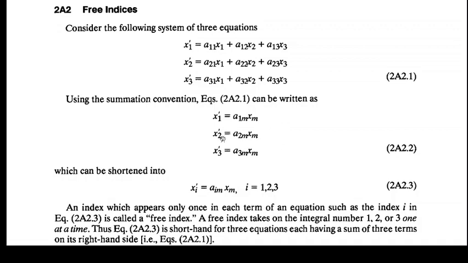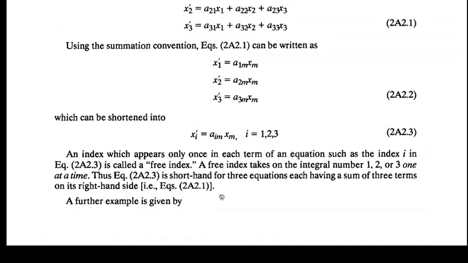Now further, to write these three equations in a more compact form, by using another index, you can write a more simplified, more shortened form of these three in this way: xi dash equals aim xm, where i is 1, 2, 3. If i is 1, you have the equation x1 dash equals a1m xm. If i is 2, you have this. If i is 3, you have this.